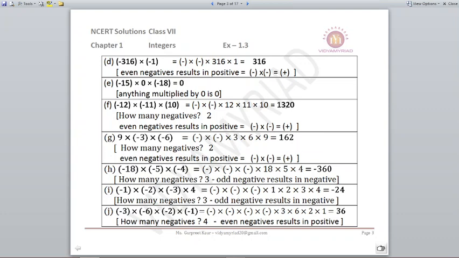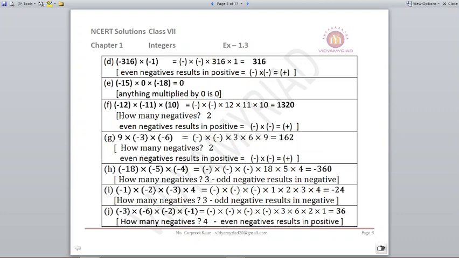E part, anything multiplied by 0 is 0, so you can directly write 0. F part, it is minus 12 multiplied by minus 11 multiplied by 10. How many negatives are there? Just think it in your mind now, that there are two negatives, there are even numbers, so my answer should come into positive. G part, 9 into minus 3 into minus 6. Here also if you see there are two negatives, two is an even number, so the answer should come in positive.